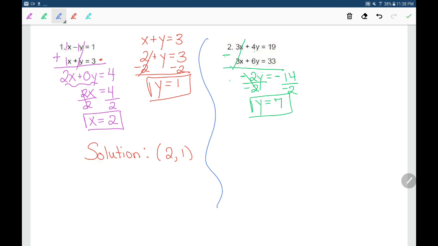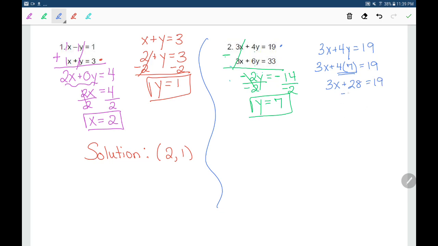So these ones, neither one looks all that much easier than the other, so I'm just going to pick my top equation here. So I've got 3x plus 4y is equal to 19. Since we just solved it, I know that y has to be 7. And now I've got something to solve. So before I start moving things around, I've got to figure out what 4 times 7 is, which happens to be 28.